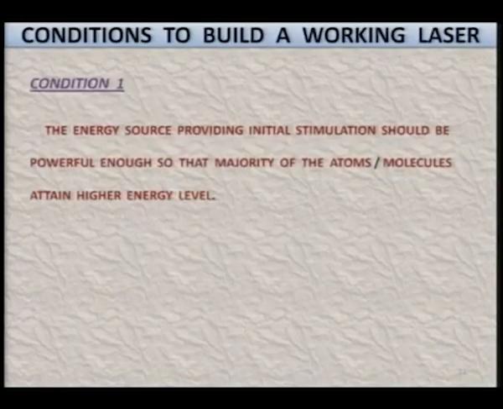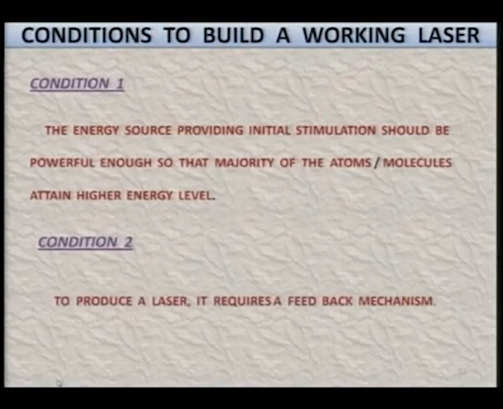Energy source providing initial stimulation should be powerful enough so that the majority of the atoms or molecules of the lasing medium attain higher energy level, that is from P to Q or E1 to E3 or E0 to E3 level. Condition 2, that is also a requirement, that to produce a laser it requires a feedback mechanism. How the feedback mechanism functions I have already explained.